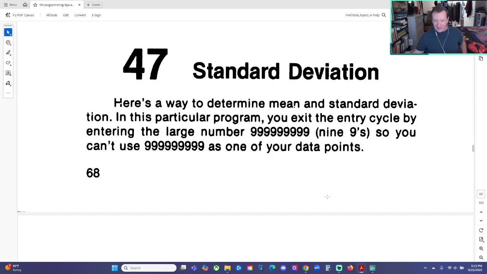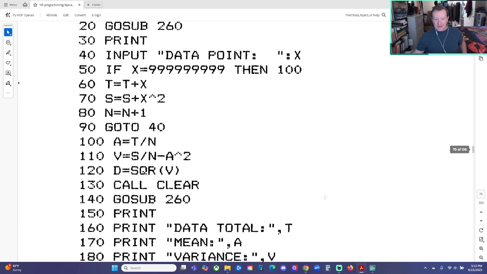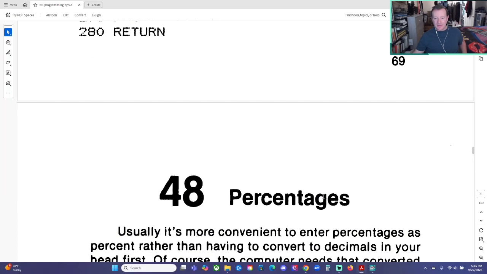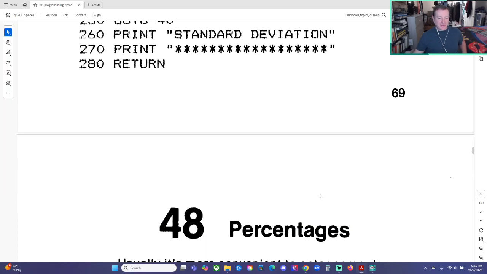I'm going to peek ahead to the next program in the book. The next program is going to be percentages. So stay tuned for that.